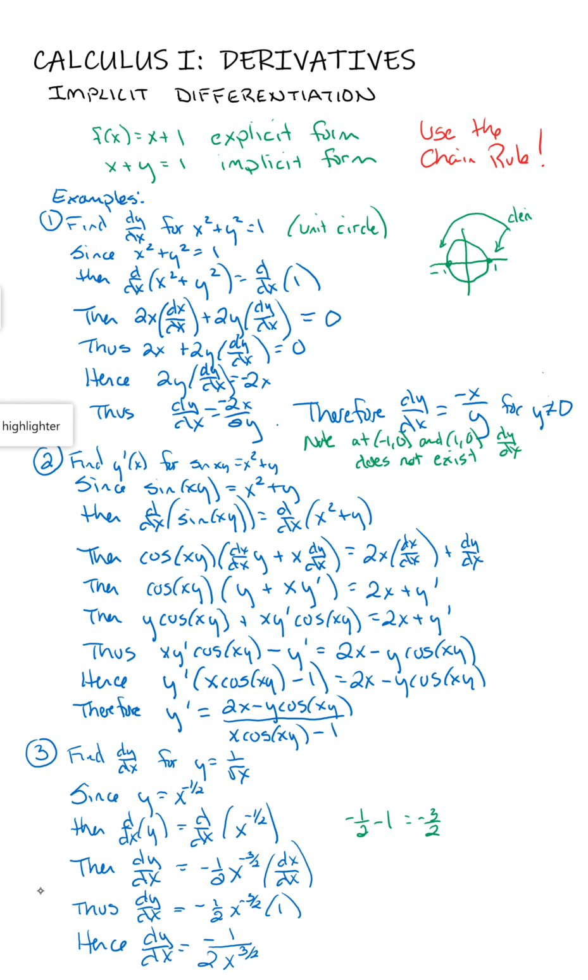Running out of room here. Of course, the derivative is the slope of the tangent at that point, so the tangent line at that point would be a vertical line, and remember a vertical line has a slope that is undefined, and that's exactly what's going on there. So there you go. Enjoy.